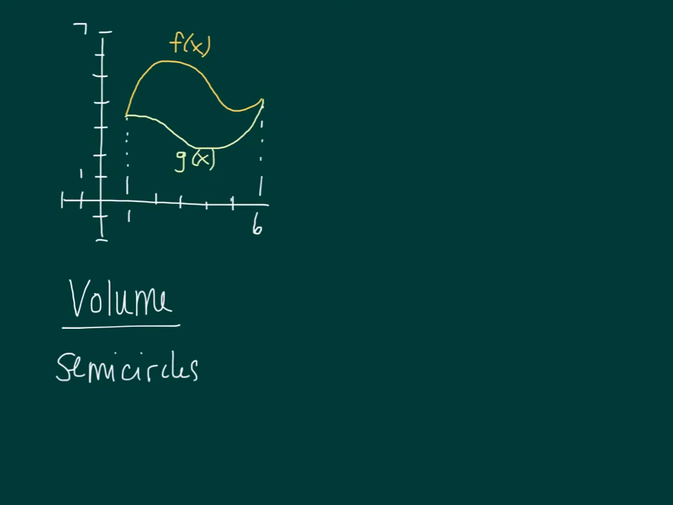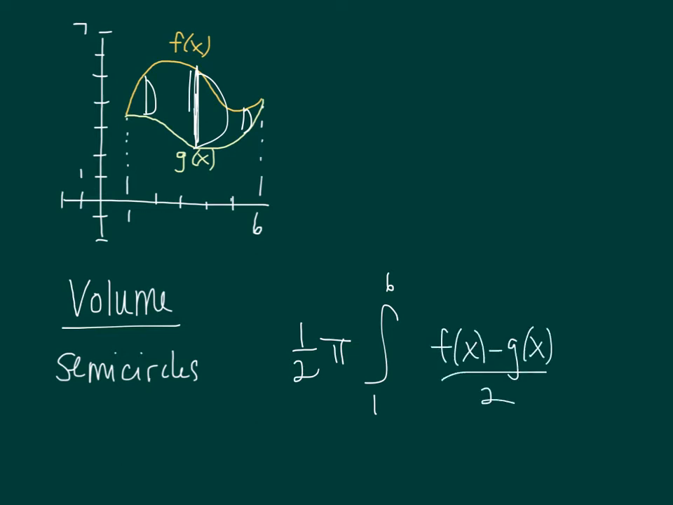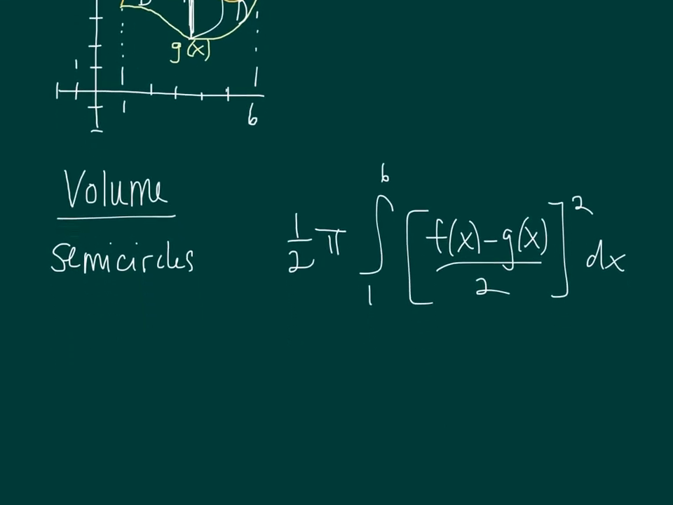Semicircles. Okay, area of a semicircle is 1/2 pi r squared. Remember, r is going to be half of the diameter. So that's the diameter, f of x minus g of x, we want half of that, and we're going to square it. Another way to think about it is 1/8 pi times the volume of the square.